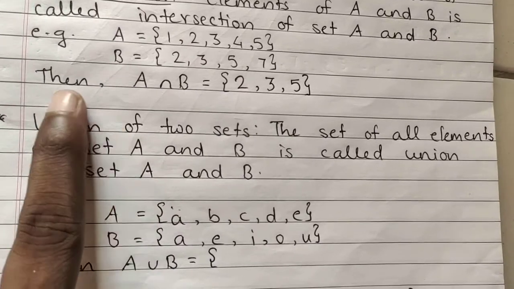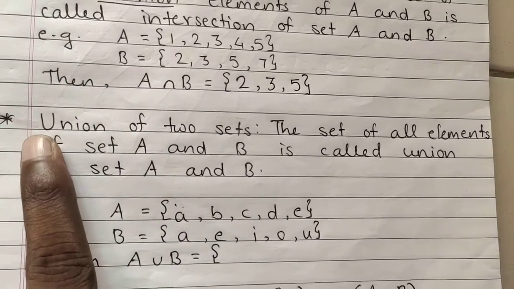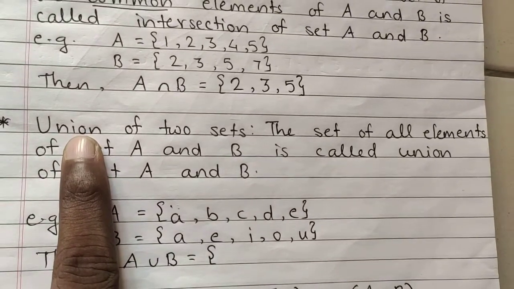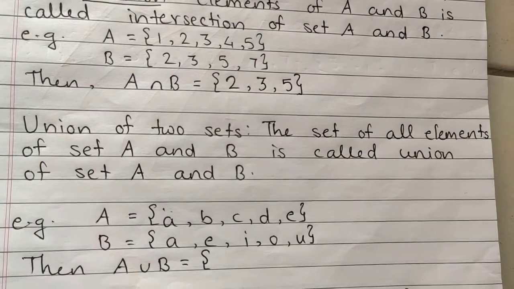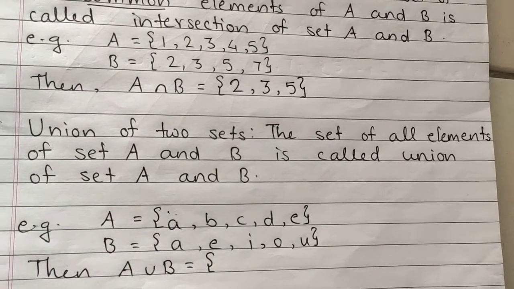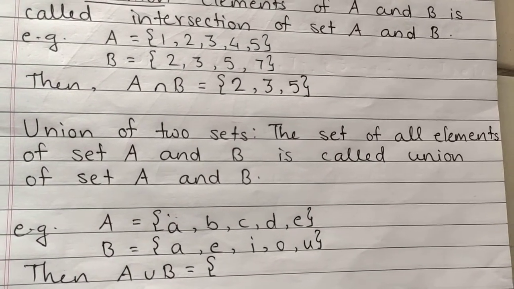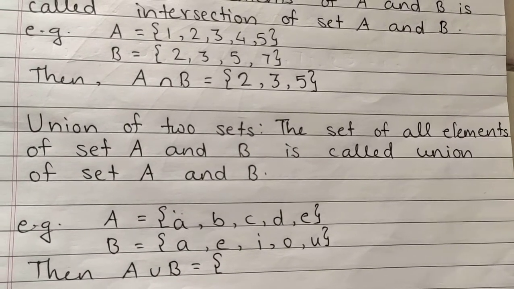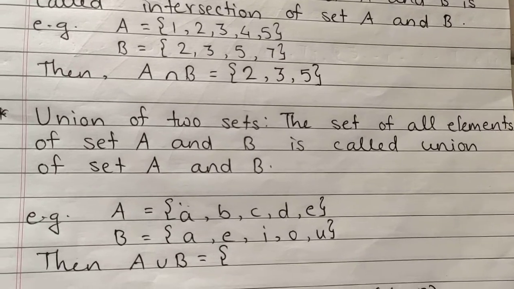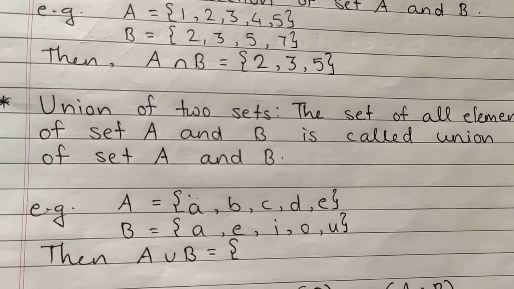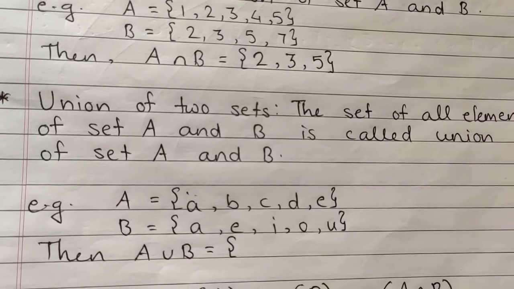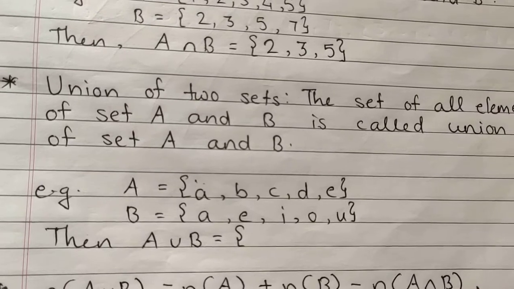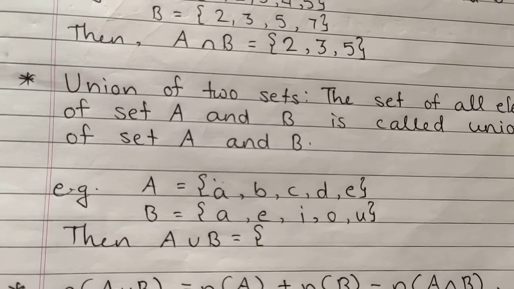See, union means what? You are going to join those two sets, right? So you have to write all the elements of those two sets. Now what is the meaning of all the elements? You have to write elements of set A and also elements of set B. And remember, you are writing union, and what is the set rule? You cannot repeat the same element. Okay, so if you have already written one element, then don't write it twice or thrice. You have to write each element once only.